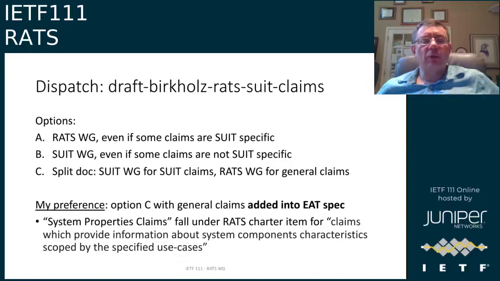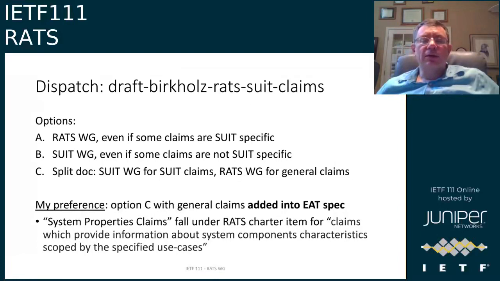And the third option is that we could split the document, and the SUIT stuff should go into the SUIT working group, and the RATS working group should take on those general claims that were the ones in yellow. My own preference would be C, with the general claims added into the EAT spec, but that's a preference if you want to put them somewhere else. My personal preference is that the parts highlighted in yellow should be in RATS, and the other parts that are SUIT specific should be in SUIT. This is the main question that I want discussion on. The rest is examples and specific details about the claims, but this is a general question that I would like working group consensus on.